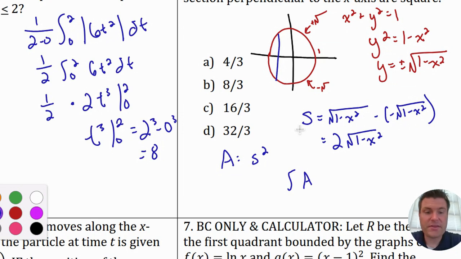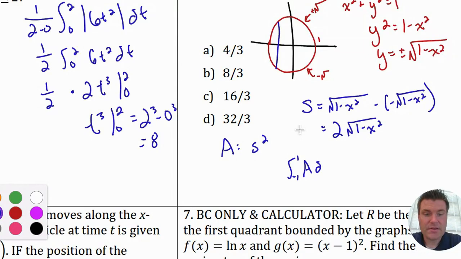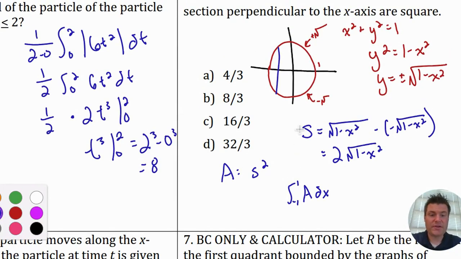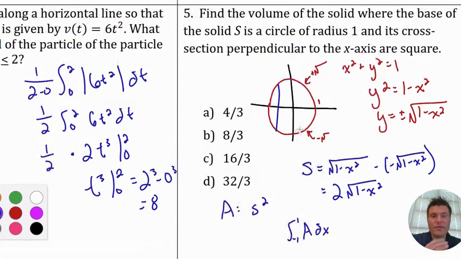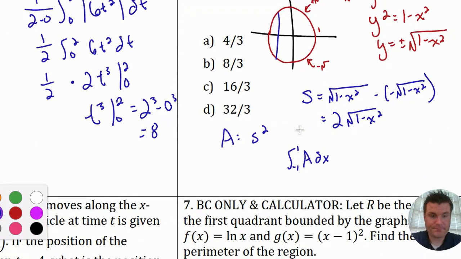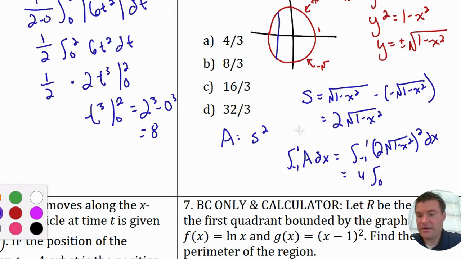And don't forget, all we're trying to do here is integrate the area. And so we're going to integrate our area from -1 to 1 because we have a circle of radius 1 here. So we're going to integrate from -1 all the way to 1. So in this case, this is going to be the integral from -1 to 1 of 2 root 1 minus x squared, and that is all getting squared dx. Which is going to be a 4 integral from -1 to 1.